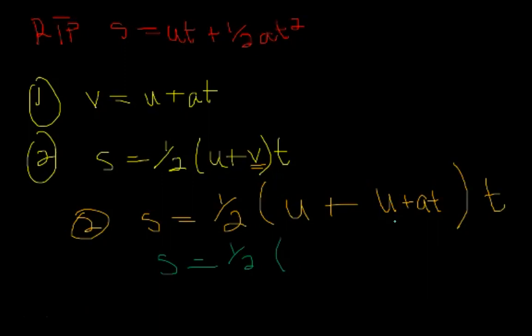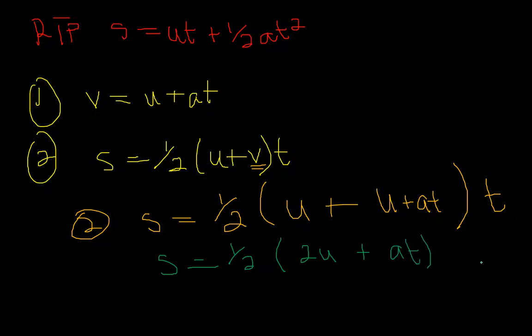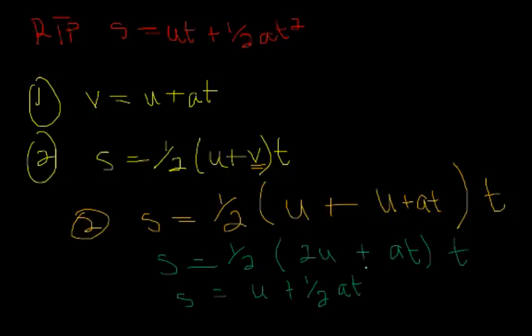So S is a half U plus AT. So U plus U, they are two like terms. So 2U plus AT, by T. We're still simplifying. Let me just multiply the half by the bracket. So a half by 2U, it's U. A half by AT, that's a half AT. But all of this is still being multiplied by T.